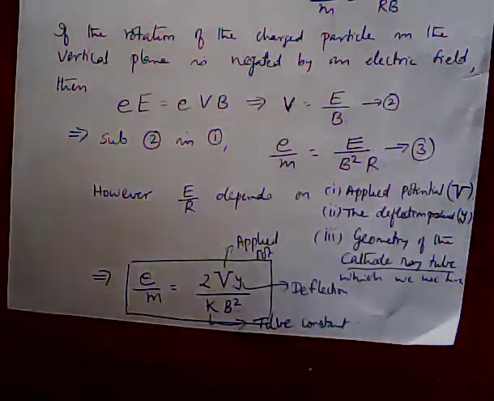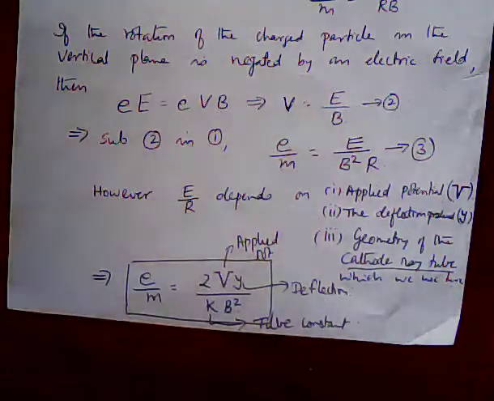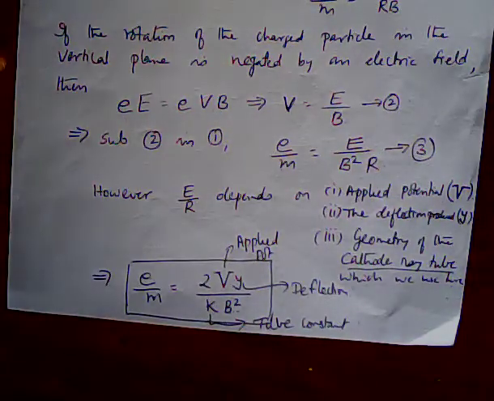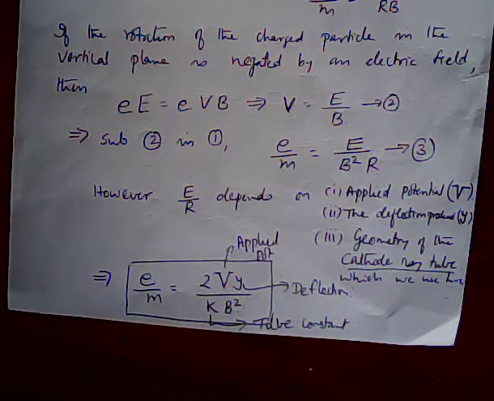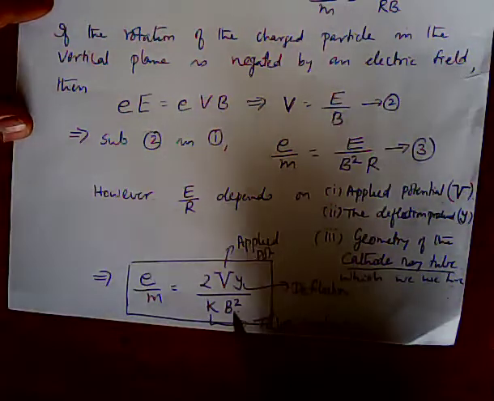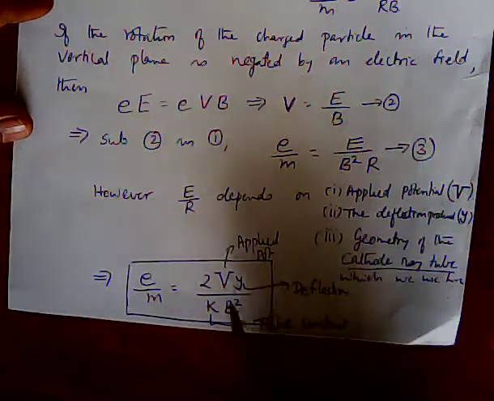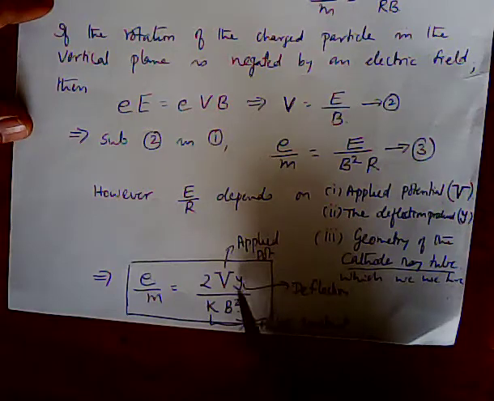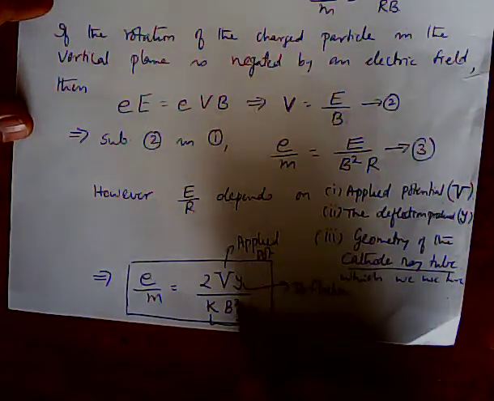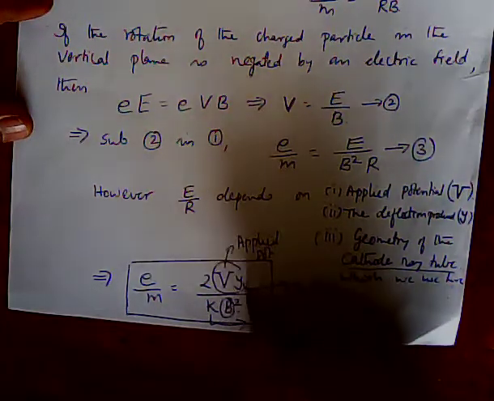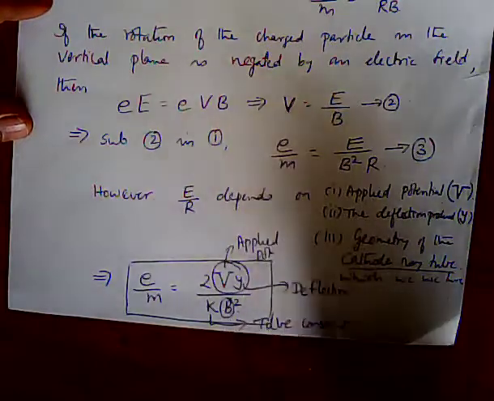Now you will see that this experiment will have two parts to it. One part is trying to estimate the value of the magnetic field, and the second part of the experiment will be trying to determine the applied potential and the deflection. So this experiment has two parts. The first part will be estimating the B value, and the second part will be estimating the value of V and Y.